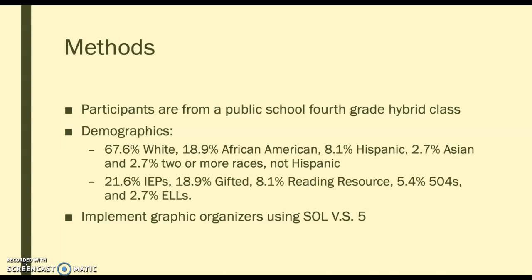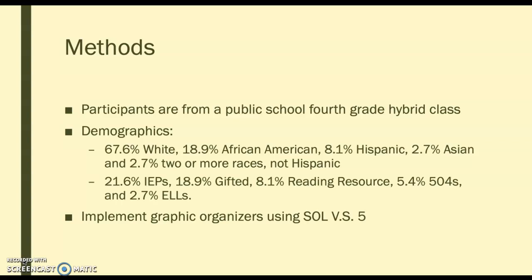The demographics of this class were 67.6% white students, 18.9% African American, 8.1% Hispanic, 2.7% Asian, and 2.7% that were 2 or more races but not Hispanic. This class also had some accommodations, and that included 21.6% of students with IEPs, 18.9% gifted students, 5.4% of students received reading resource, 5.4% of students had 504 behavior plans, and 2.7% of students were English language learners.